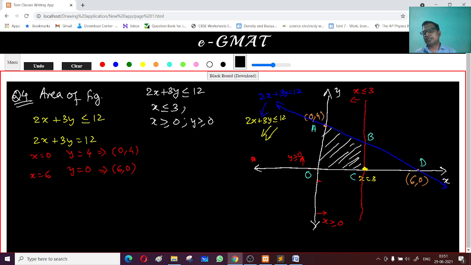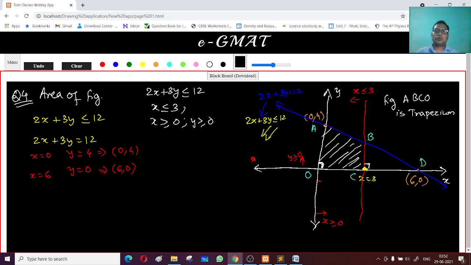Now you see that this is a perpendicular line and this is a perpendicular line, so there is a 90-degree angle over here, and here is also a 90-degree angle. So this is basically a trapezium. Figure ABCO is a trapezium, right?